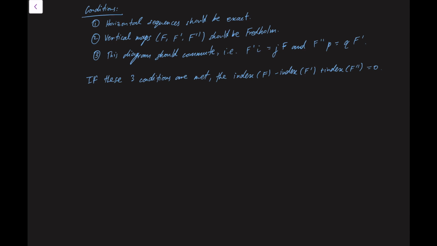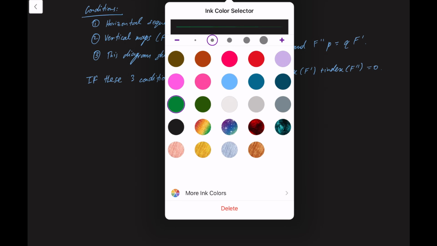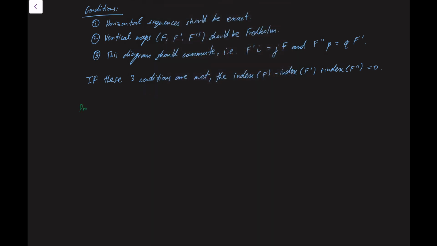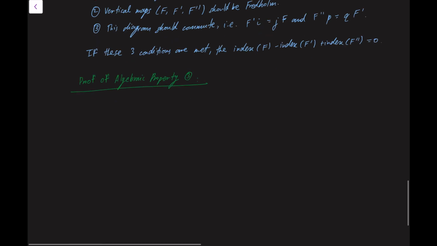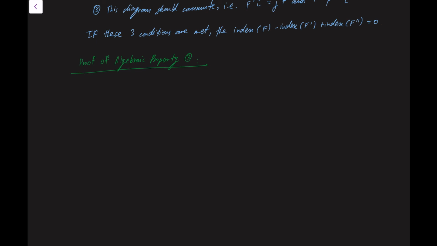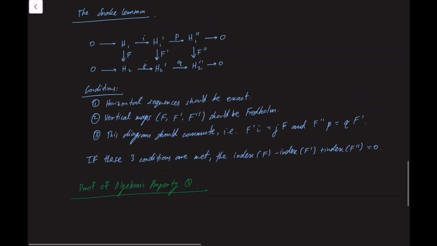Let's go ahead and prove that claim. Proof of algebraic property 3. Okay, so to begin, we want to construct a diagram that obeys these three conditions and allows us to use the snake lemma to prove property 3.